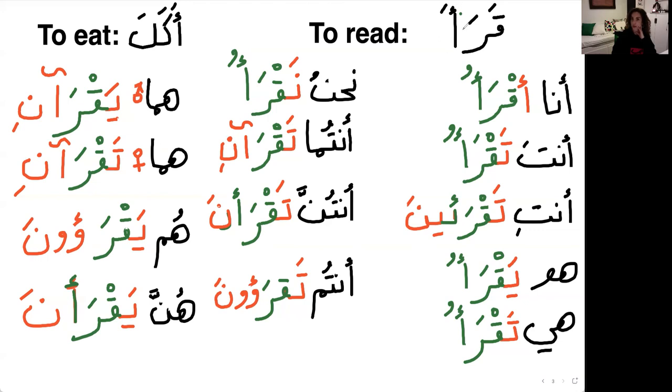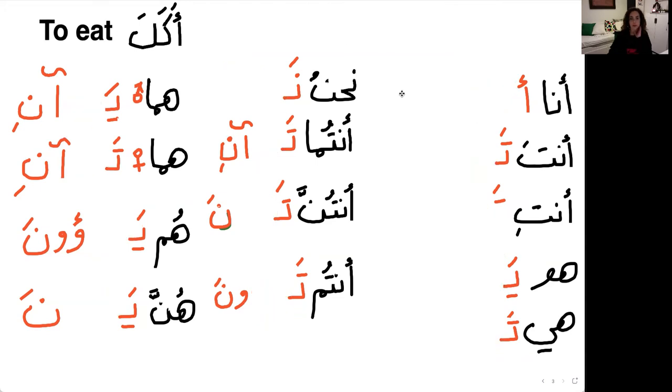So the seat of the hamza changes depending on which vowel follows the hamza. In this case, it can be the ya, because here it's followed by ya. It can be that the hamza seat is the waw, because it's followed by the vowel waw. This was verb qara'a. Finally, let's go to verb akala.